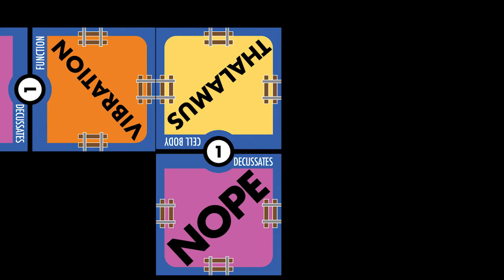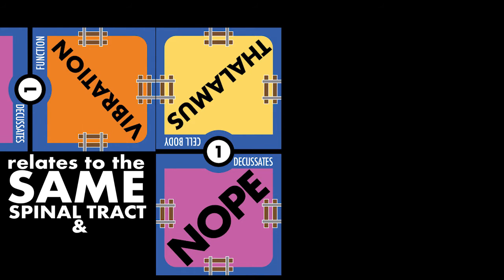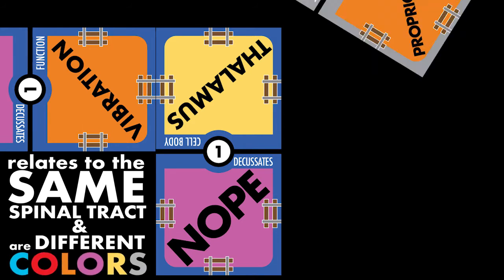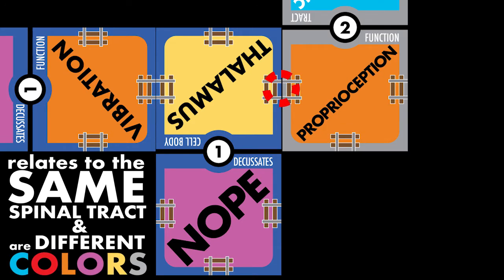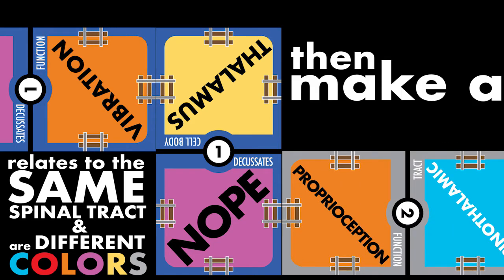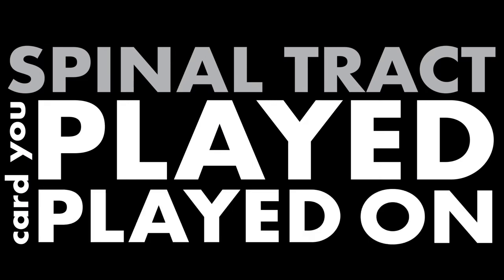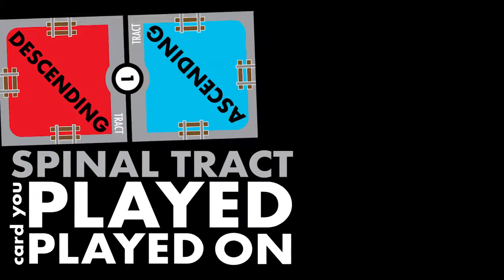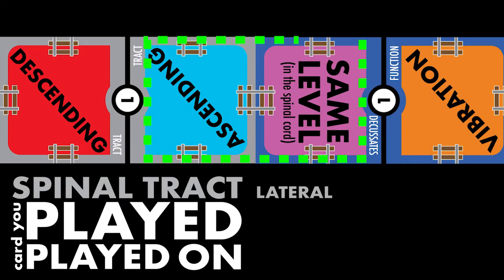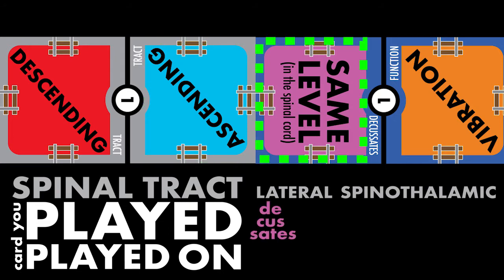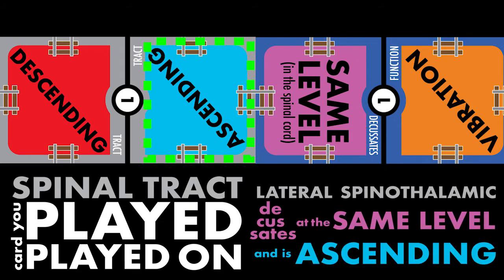You can join additional cards onto a connection so long as it relates to the same spinal tract and their backgrounds are different colors. In this example, we couldn't join here because of this orange over here, but you can still play here. Then you make a statement, cementing your played card. The statement is 3 parts: the spinal tract involved, the card you played, and the card you played on. That's it. In this example, we would state the lateral spinal thalamic decussates at the same level and is ascending.